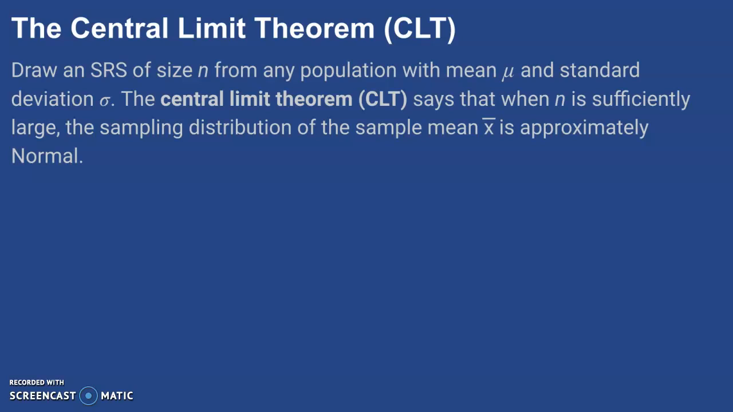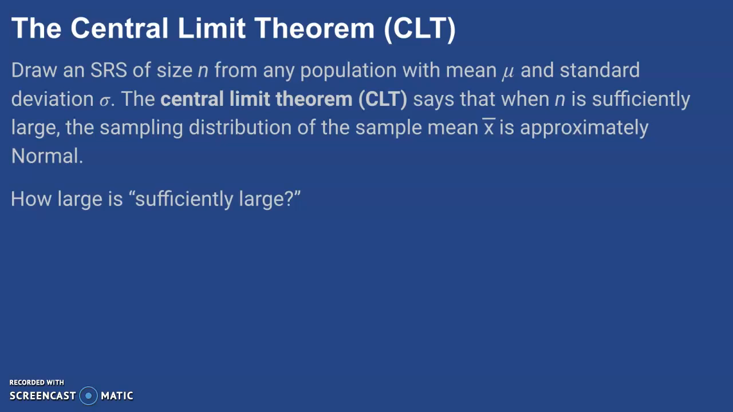Draw an SRS of size n from any population with a mean mu and a standard deviation sigma. The central limit theorem says that when n is sufficiently large, the sampling distribution of the sample mean x bar is approximately normal. It's called the central limit theorem because this theorem is so central to statistics.